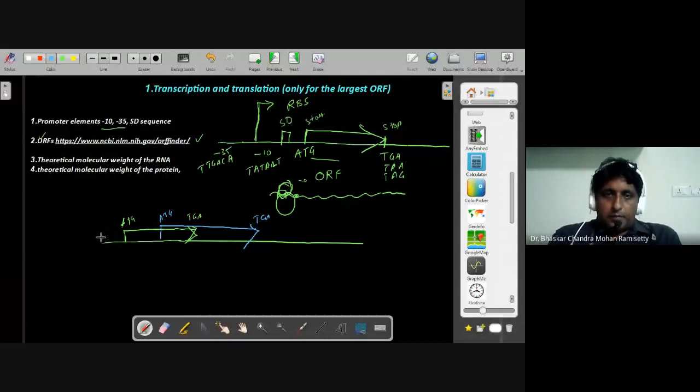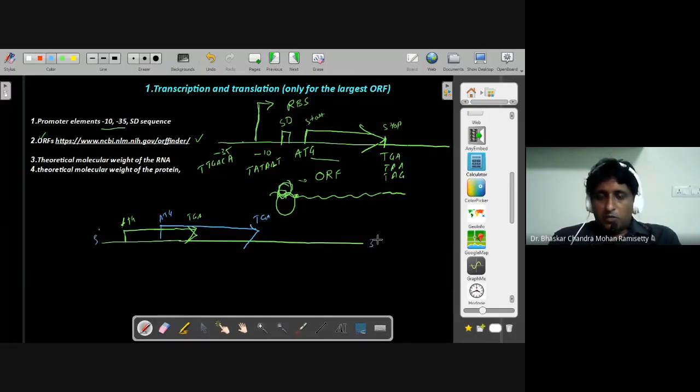And if I didn't mention some things here, every time you are representing, always ensure that you write which is 5 prime and which one is 3 prime. The polarity of the DNA strands should always be mentioned. Otherwise, we will lose something about it. Clarity of thinking.